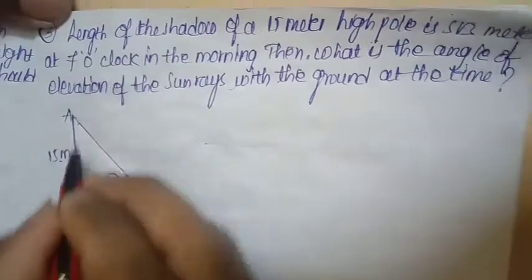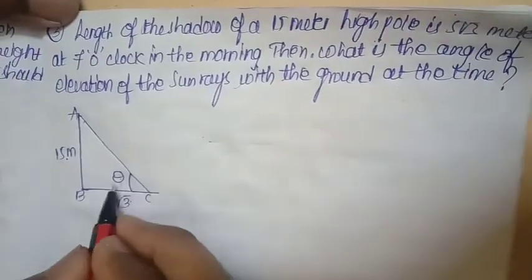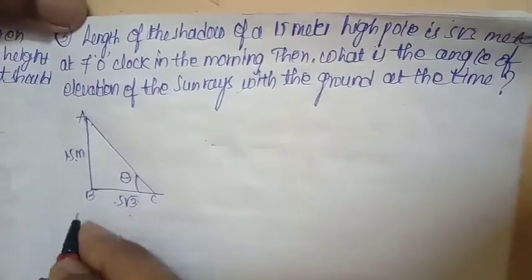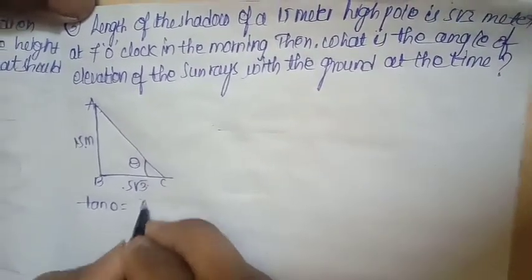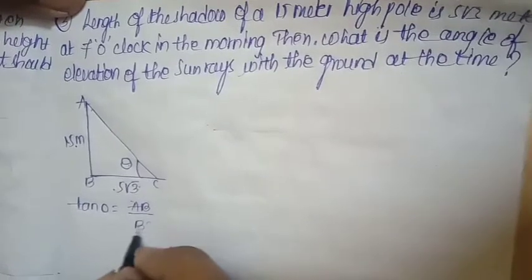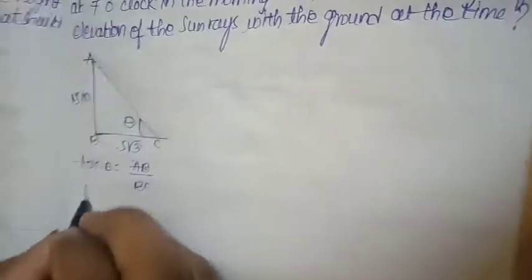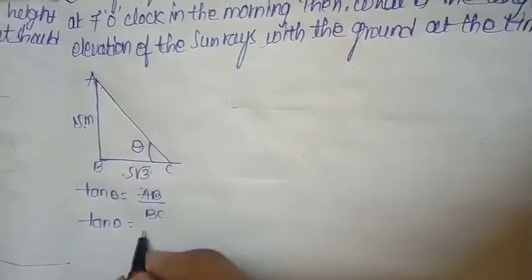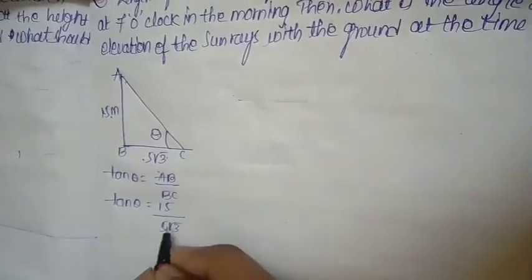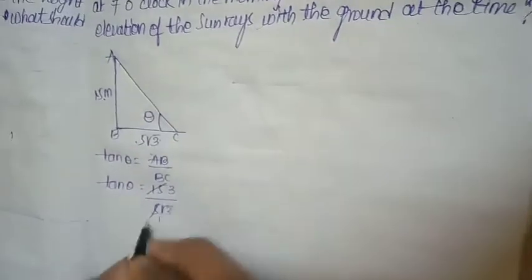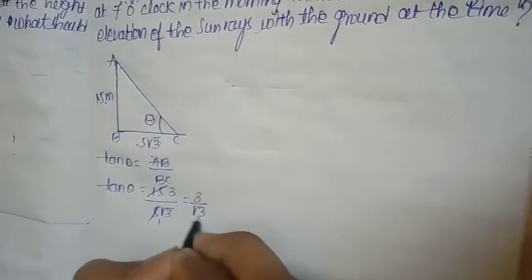First we mention this as triangle ABC. We have the opposite side and adjacent side, so we take tan theta. Tan theta equals opposite side AB by adjacent side BC. We have to find this theta. So tan theta equals AB 15 by BC 5 root 3. Five ones are 5, five threes are 15, so we get 3 by root 3.